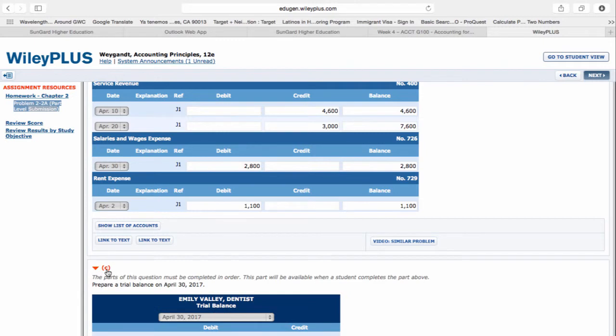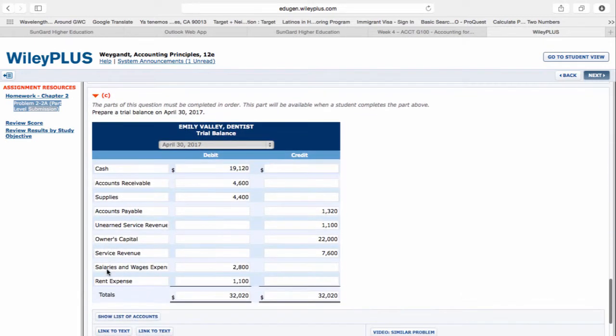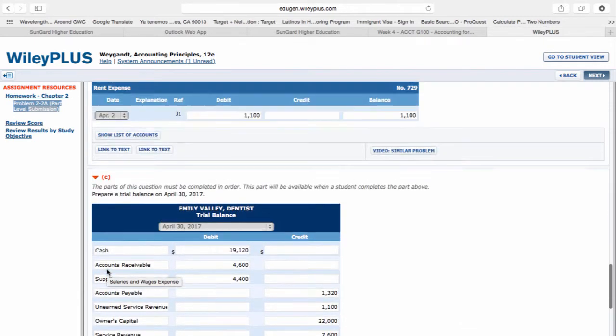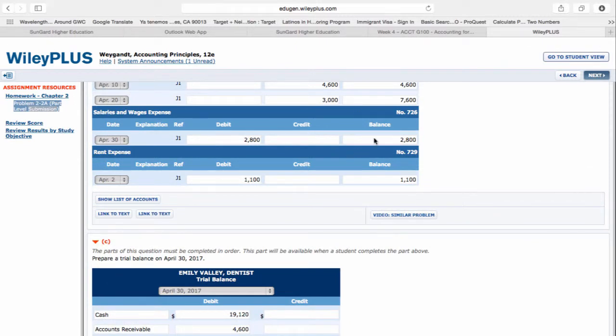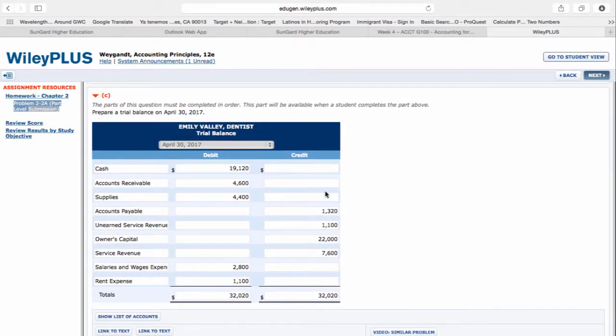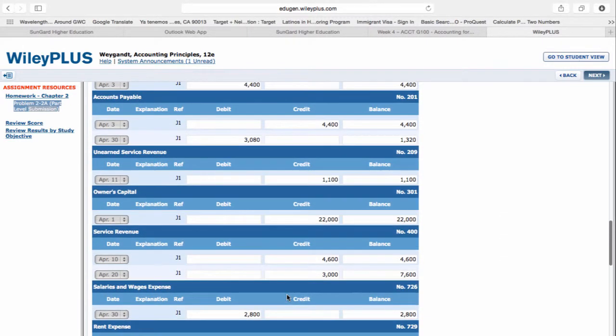And it's going to take you to part C, which is asking you to do a trial balance, which all you do is take the balances of each of the accounts and post them either as a debit or credit. Then you find the balance on each of the columns and you make sure that they balance by having the same amount. And that's it for your homework assignment.